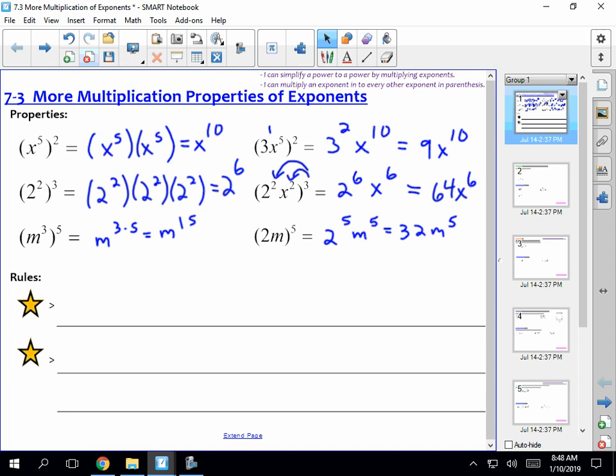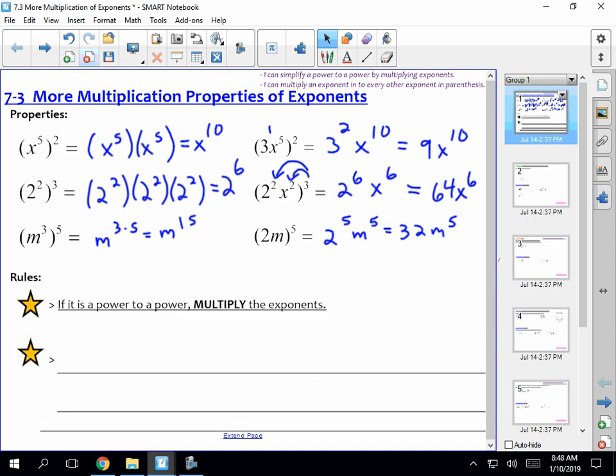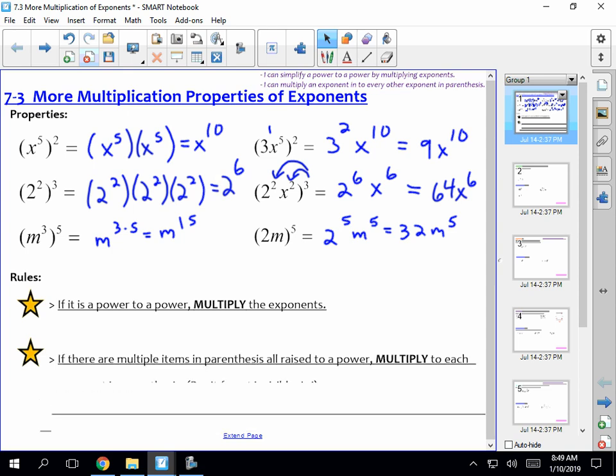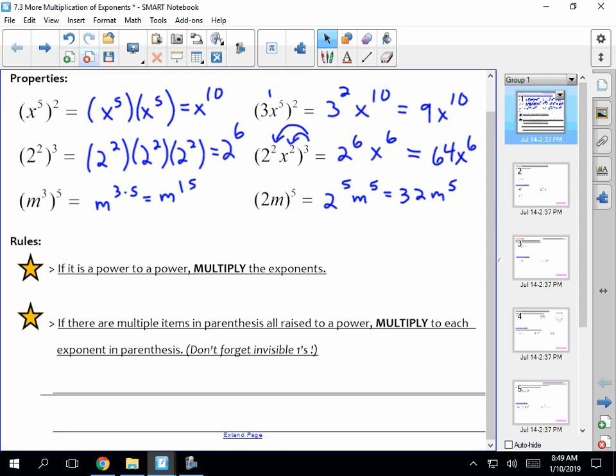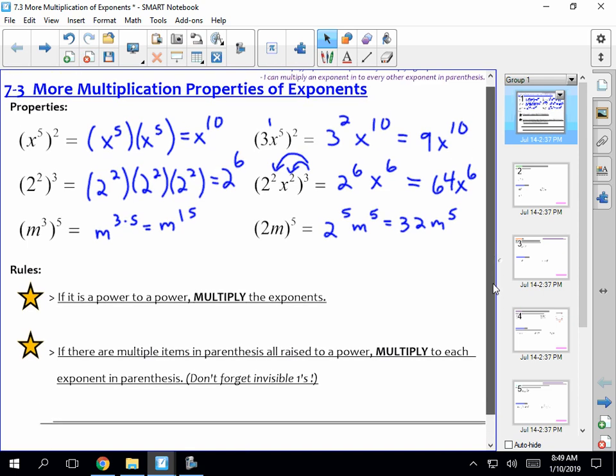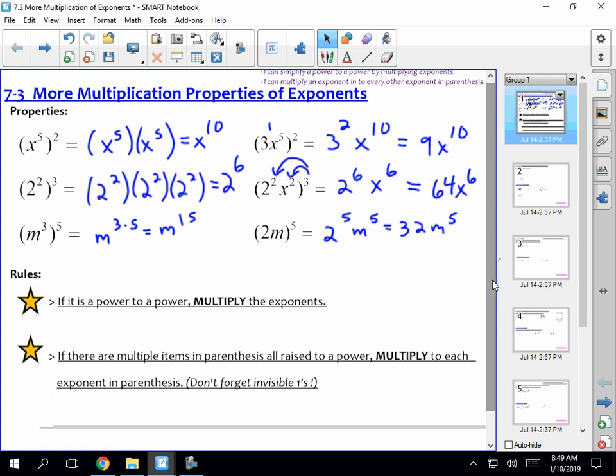So what we're seeing here in rules, a couple things here. One is if it is a power to a power, multiply the exponents. That's what we observed here on these first 2. When it's a power to a power, you multiply the exponents. And if there are multiple items in parentheses, like you see on the right-hand side here, all raised to a power, multiply to each exponent in parentheses. And I even wrote in, don't forget invisible ones. I would write that in because that's what happens. Right? Don't forget invisible ones.